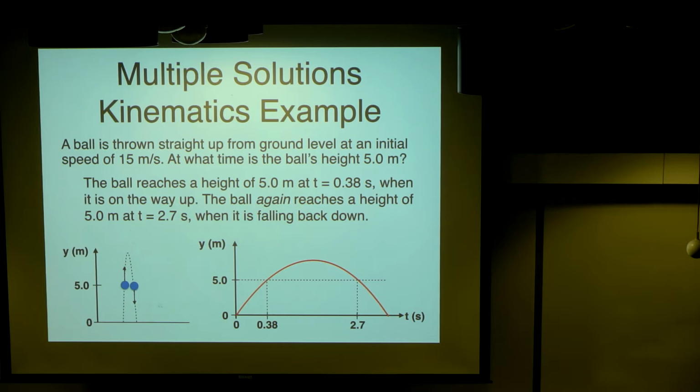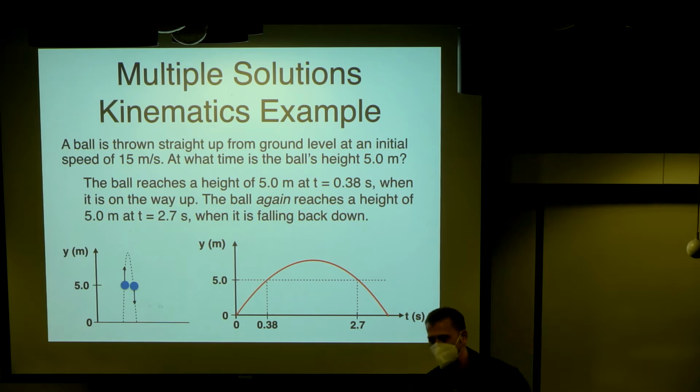Now let's get into an example where there are multiple solutions, where you solve some kinematic equation and you don't just get one answer, you get two different answers, and you have to actually decide which one is the correct answer in context, okay? So for this example, I'll give you a free fall problem. We have a ball thrown straight up into the air from ground level at an initial speed of 15 meters per second. The question is, at what time is the ball's height 5 meters?